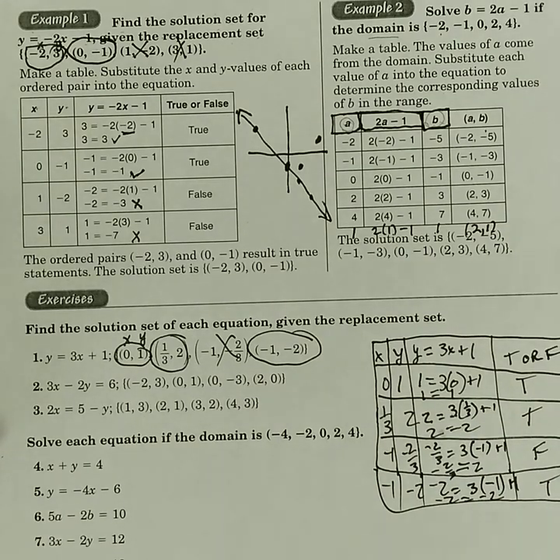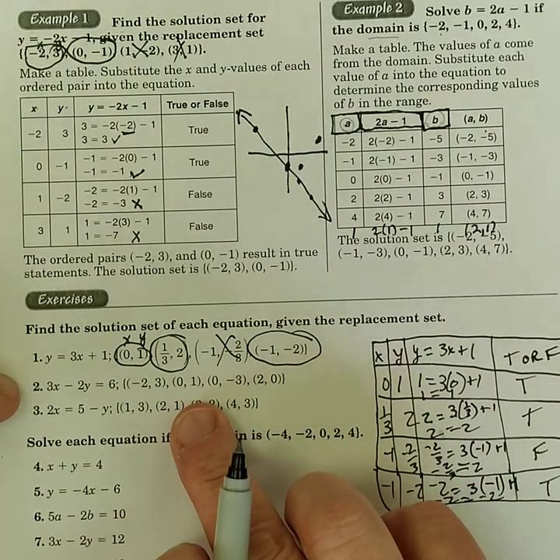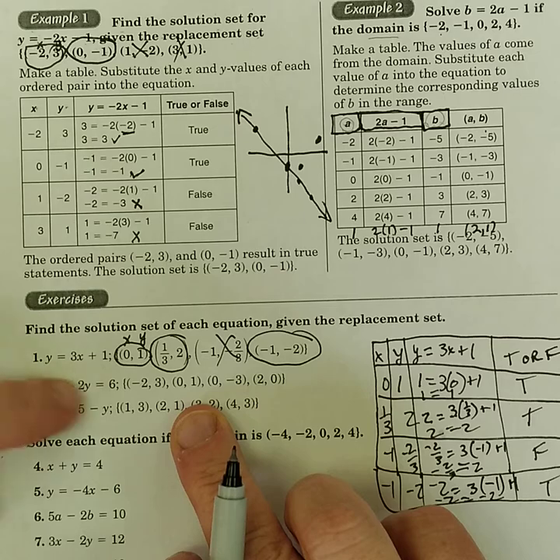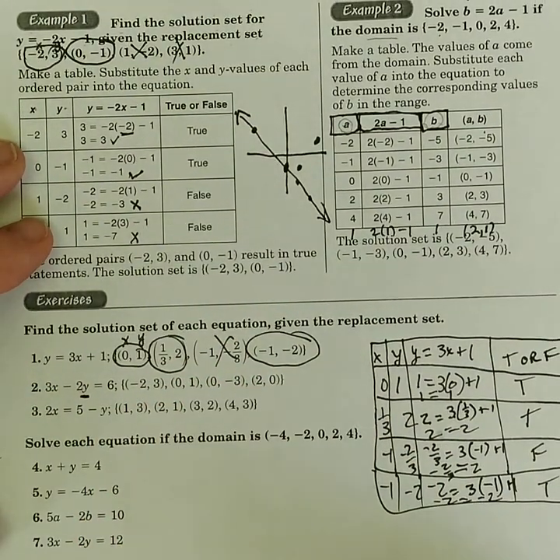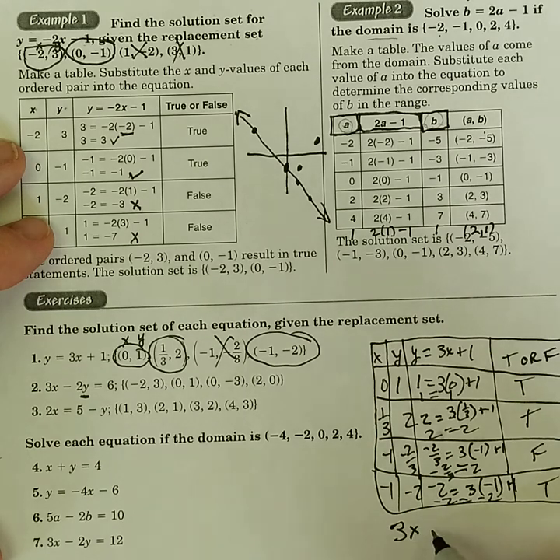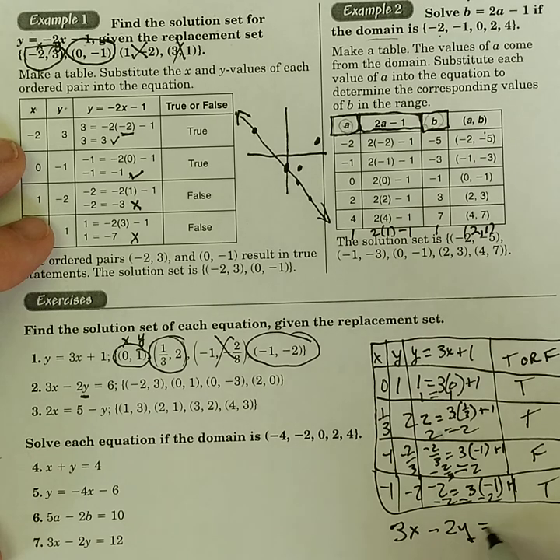Now, let's do the next one. The first thing you have to do with this next one is you have to solve for y. So first thing I'm going to do is solve for y. 3x minus 2y equals 6. Subtract 3x from both sides.